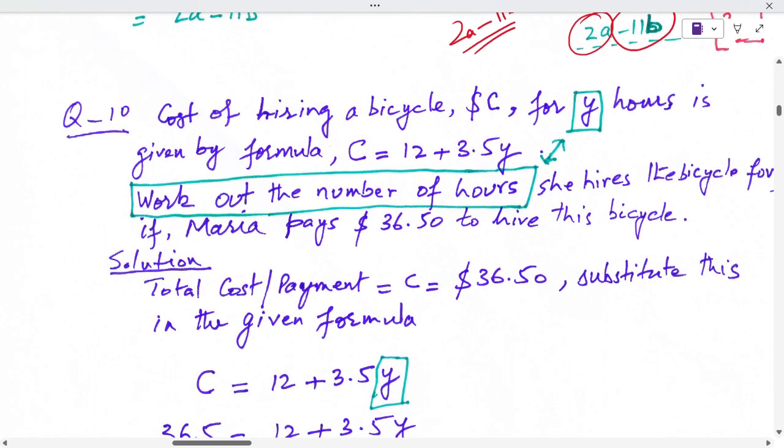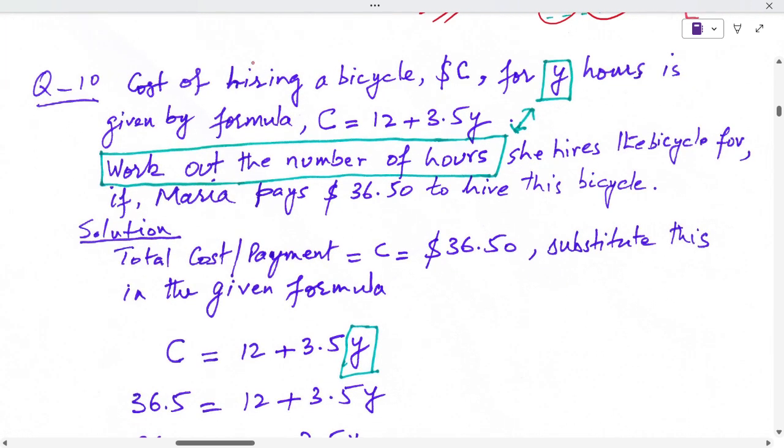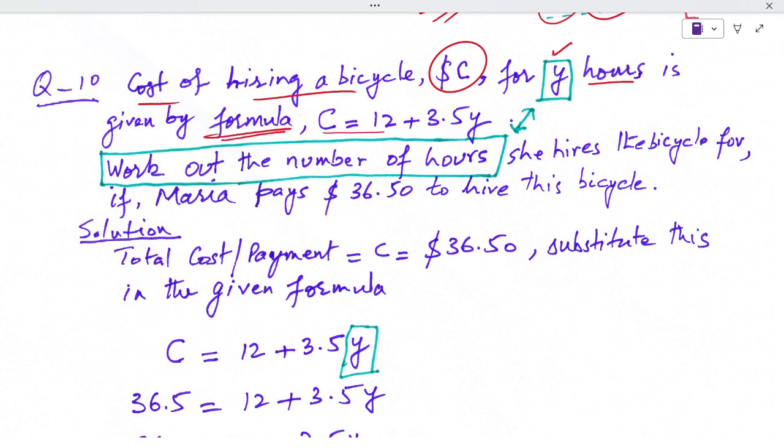Going on to question number 10. Cost of hiring a bicycle is $C for Y hours, and the formula that connects C and Y is C is equal to 12 plus 3.5Y. You have to work out the number of hours that the girl hires the bicycle for if she pays $36.50 to hire this bicycle.